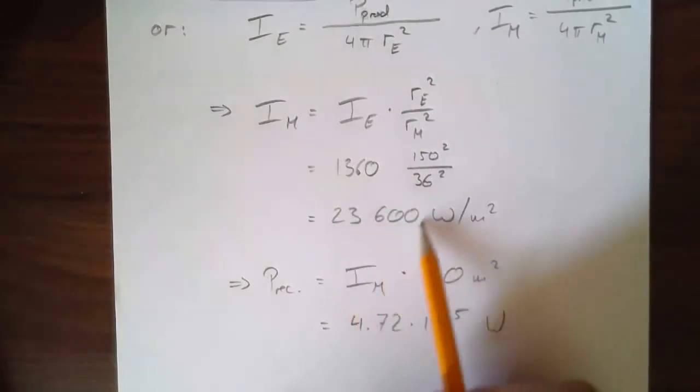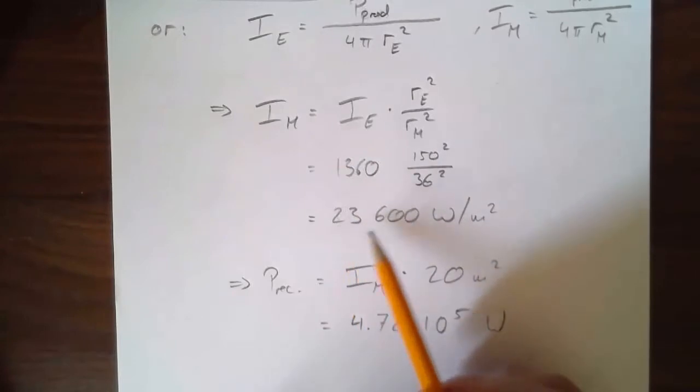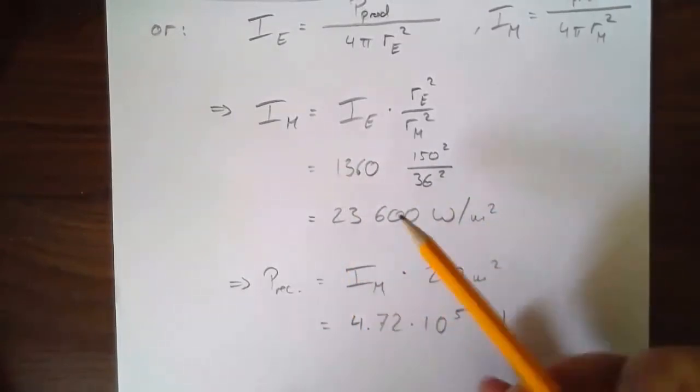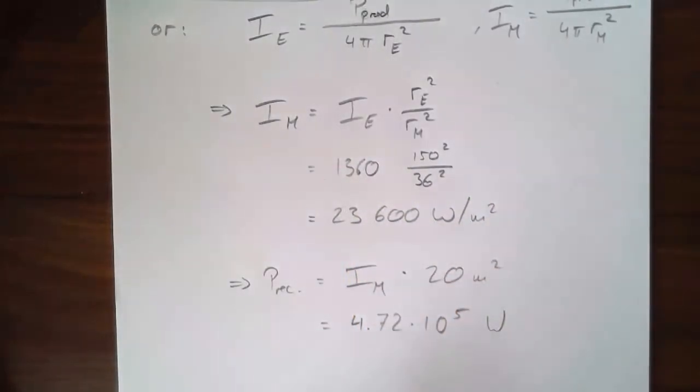So you can see intensity here is a lot bigger than on Earth. So Mercury is a great place for solar panels. The problem is how to get the energy home. Well, that's a different question that we leave for others to figure out.